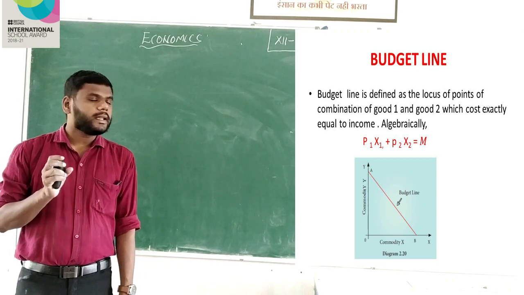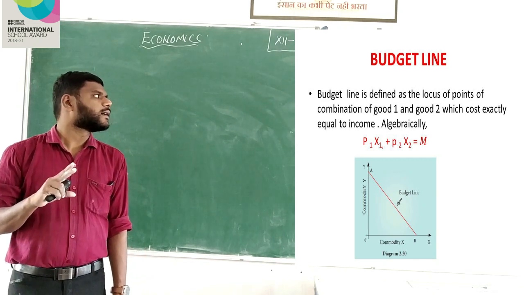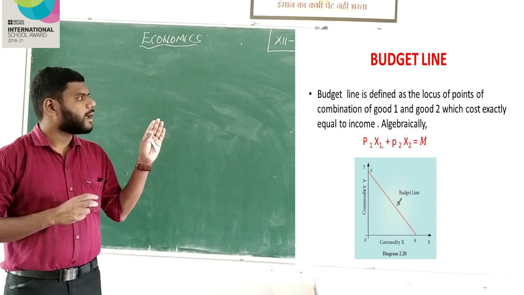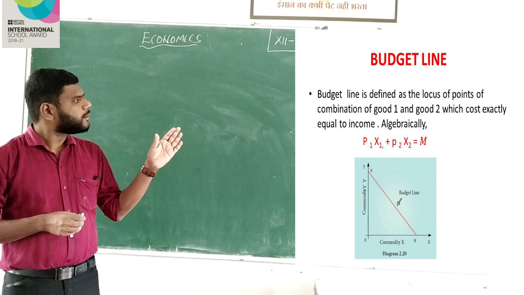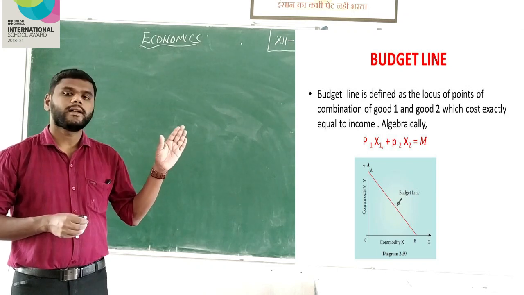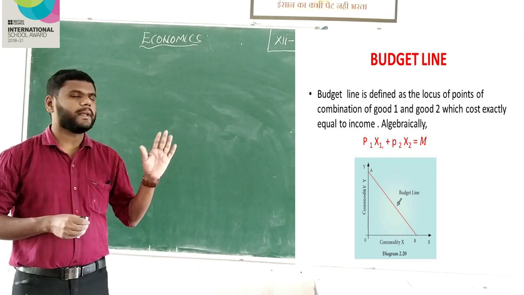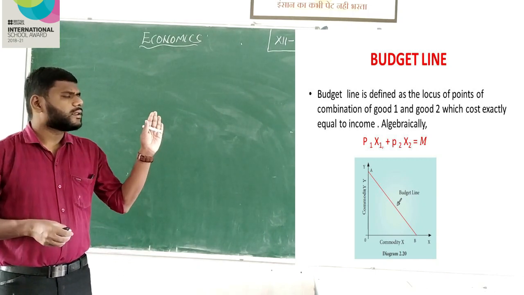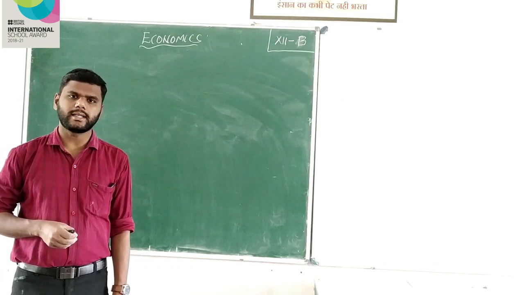Budget line is defined as the locus of points of combinations of two goods which cost exactly equal to income, that is P1 x1 plus P2 x2 is equal to M. P1 means price of good 1, x1 means amount of good 1, plus P2 means price of good 2, x2 means amount of good 2, and M is the total money with the consumer. And this is what the budget is.